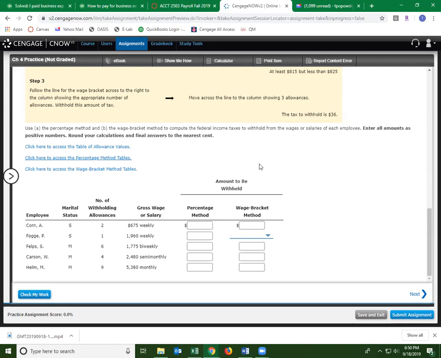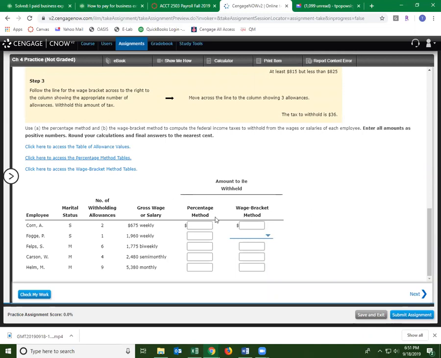Okay, so our first employee, we have Acorn, single with 2 allowances. Gross wage is $675 weekly, and we want to calculate the amount of federal income tax to be withheld using both percentage and wage bracket method. Now, me personally, I use Excel a lot, so I think it's easier to type this information up into an Excel table to do all my calculations. So I'm going to show you my math here in a minute.